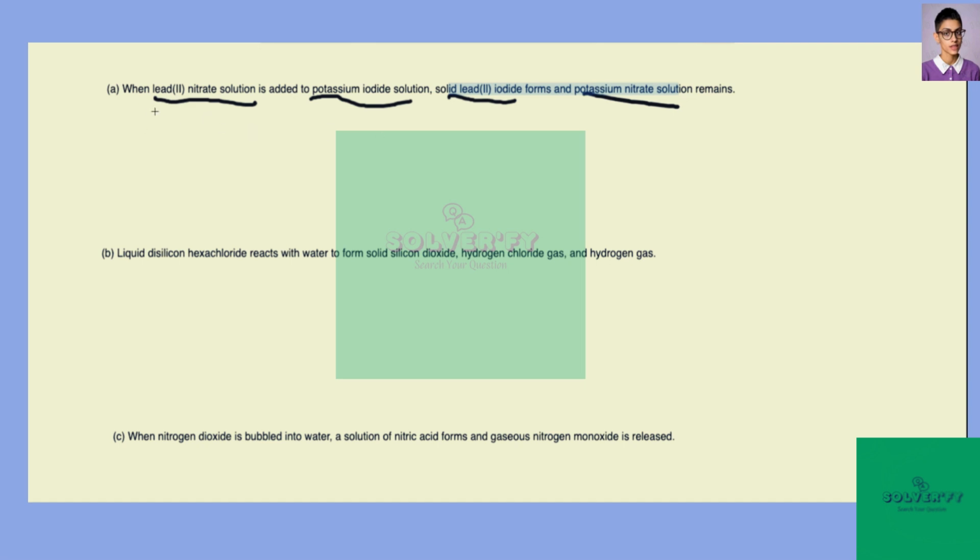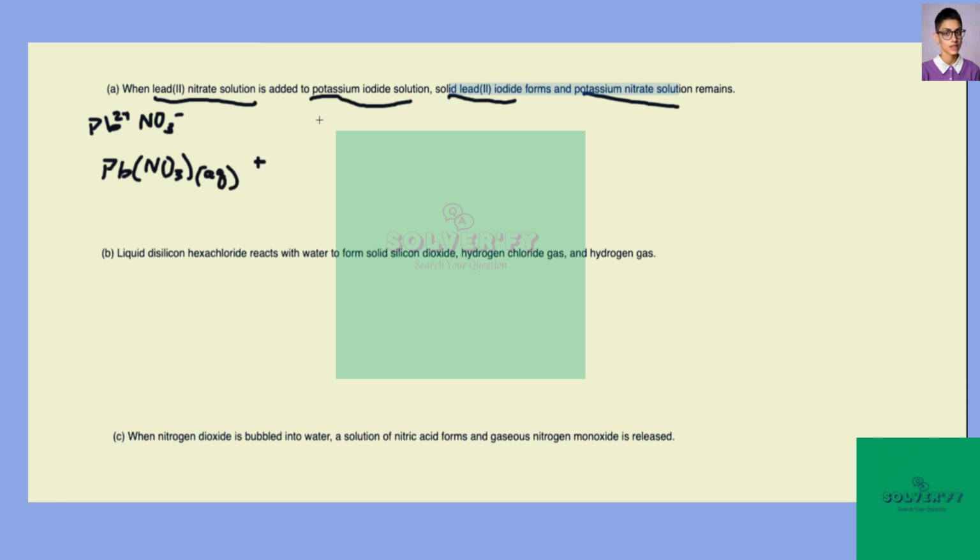To find the formula for lead nitrate, lead 2 means that it is Pb with a charge of 2 plus, and nitrate is NO3 minus. So the formula for lead nitrate, to have a neutral compound, means that for every lead, there are 2 nitrates. So the formula for lead nitrate is Pb(NO3)2. And because it's a solution, we write aq for aqueous.